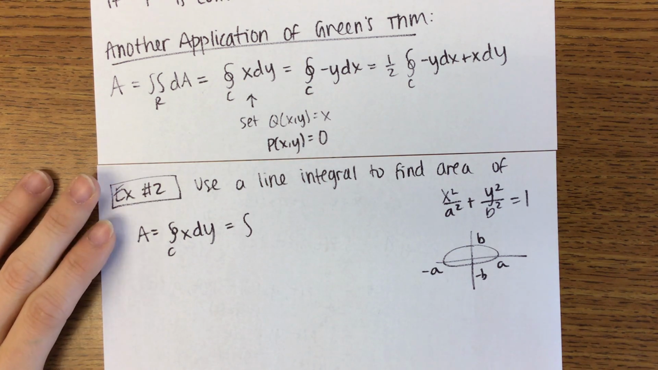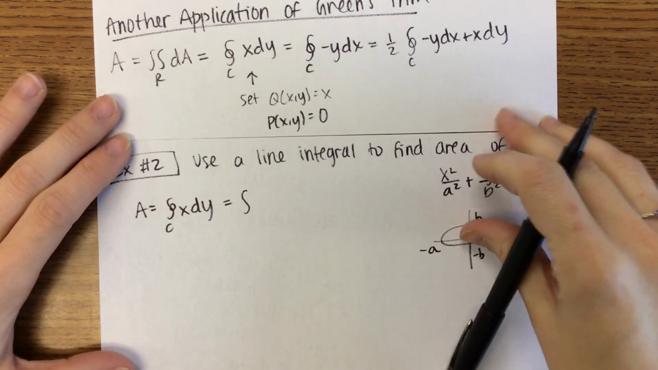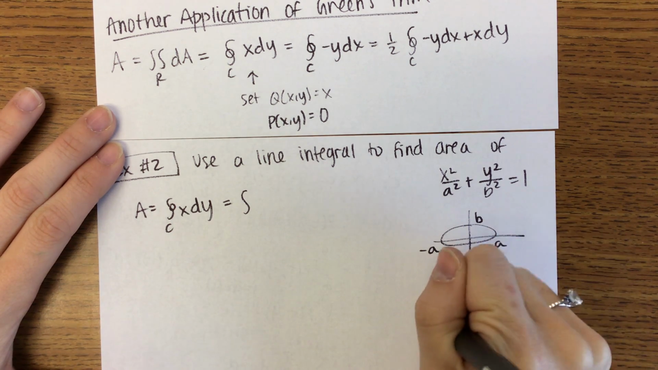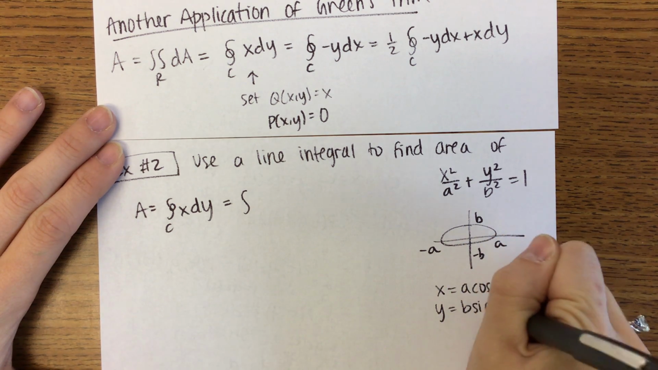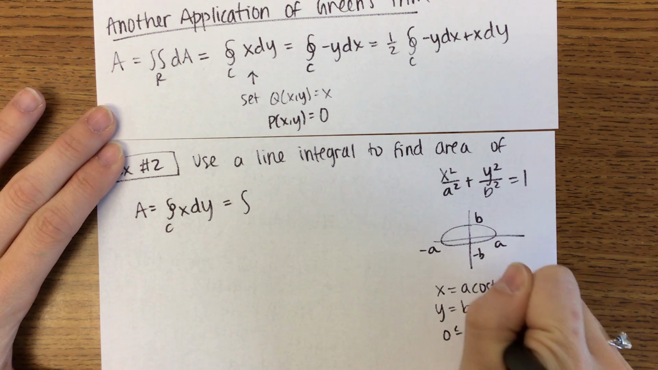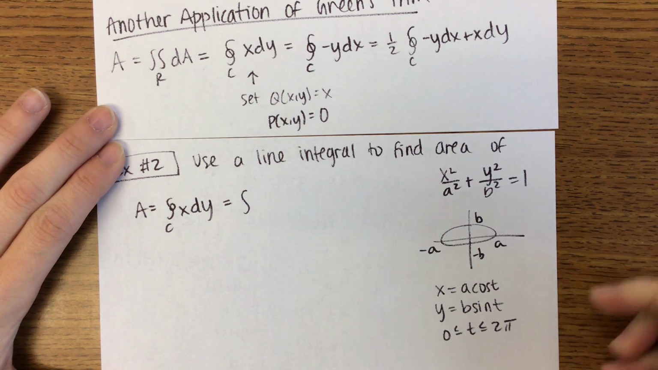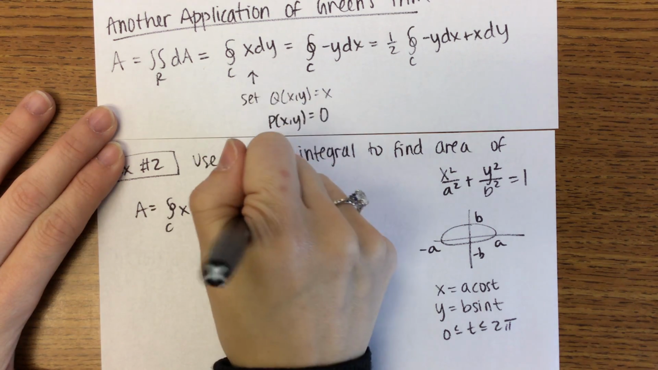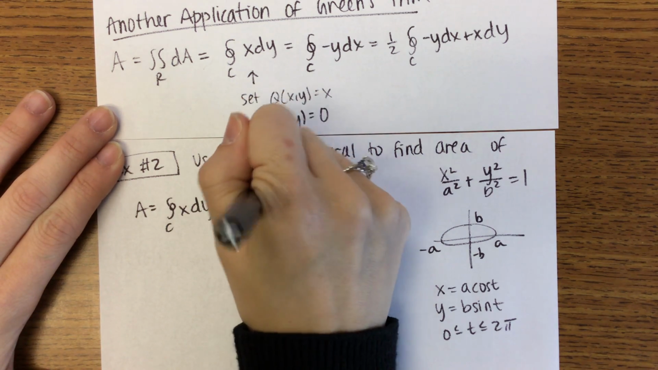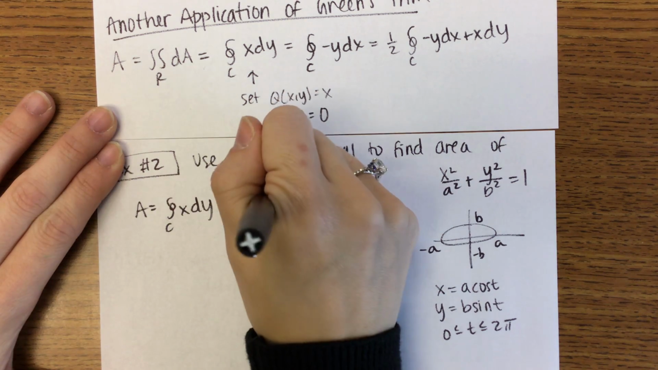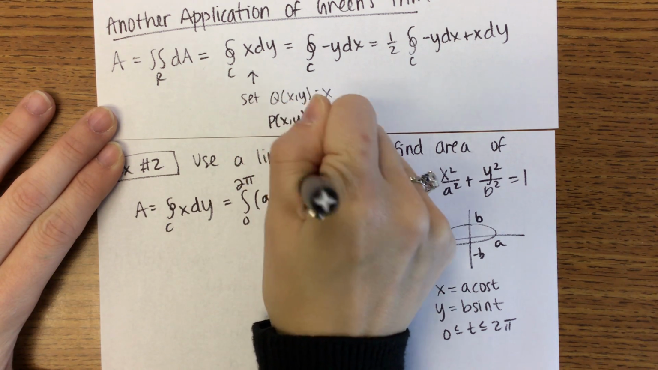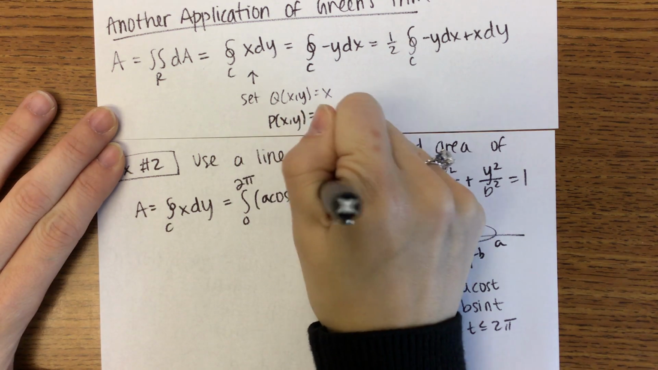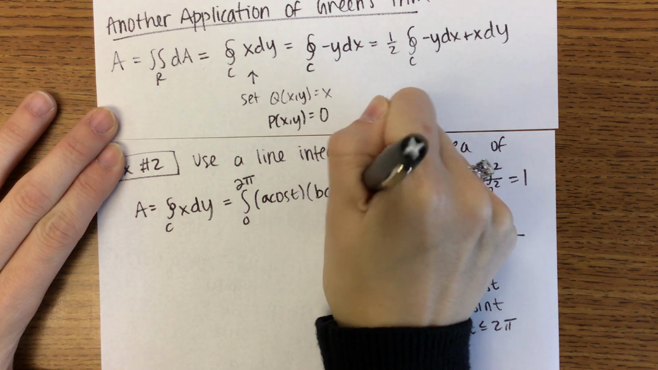We are going to need to parameterize x and y. X in this case is a cosine t. Y in this case is b sine of t. T is between 0 and 2 pi. So we are going to go from 0 to 2 pi. X is a cosine t. dy is b cosine of t dt.